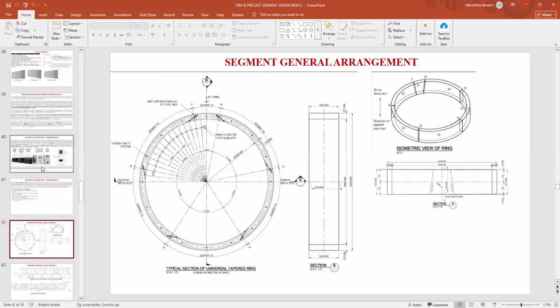Now this is the segment general arrangement. So if I take a 5+1 ring, you can see we have a total of 6 segments, including the key portion. So this is the complete ring. Once all the segments have been joined, this is the complete ring, and you can see that the bolts have been installed. When you are looking along the length of the segment, you can see only one type of bolt, because the longitudinal bolt you cannot see here. So this is the universal tapered ring, and you can see all the ring dimensions and how they are placed.